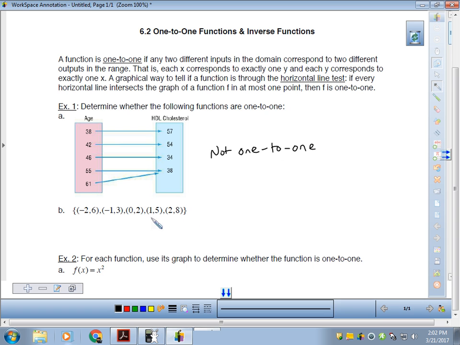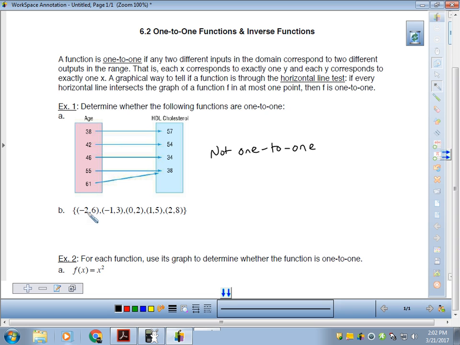Now if 61 had pointed to a different number, like 36 or something like that, then it would be one-to-one. Each x would go to one y, and each y would go to one x. But here, both of these x's go to this same y, so it's not a one-to-one function.